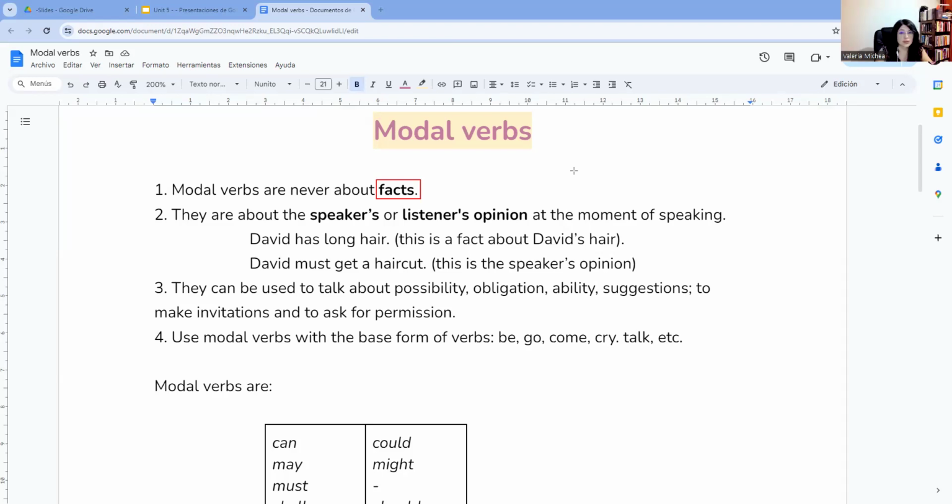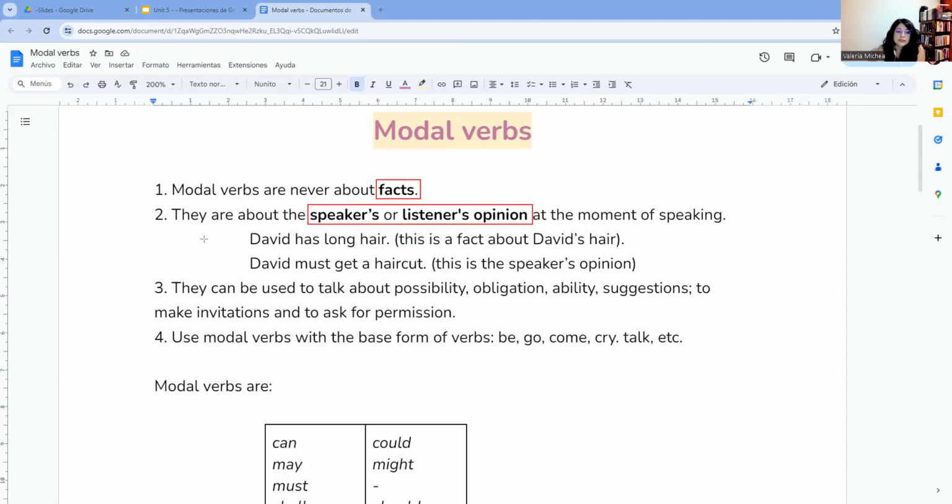Yes. So we are not talking about facts when we are using modal verbs, because we are talking about probability, possibility, impossibility, obligation, suggestions, advice, etc. But not facts. I am not describing something as it is. I'm just giving an approximation, a suggestion, an advice, but not a fact. So careful with that. Then another characteristic of modal verbs is that they are about the speaker's or the listener's opinion at the moment of speaking.